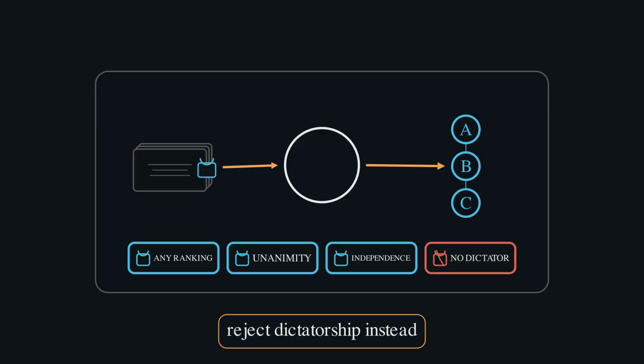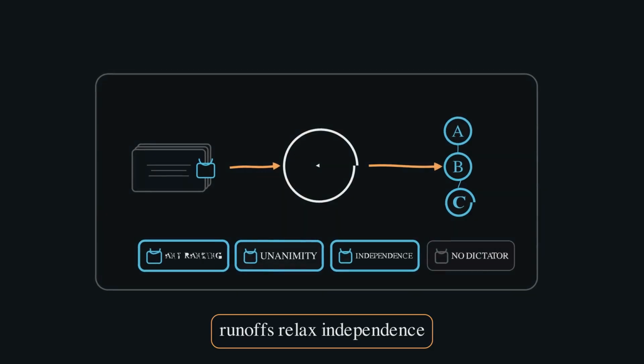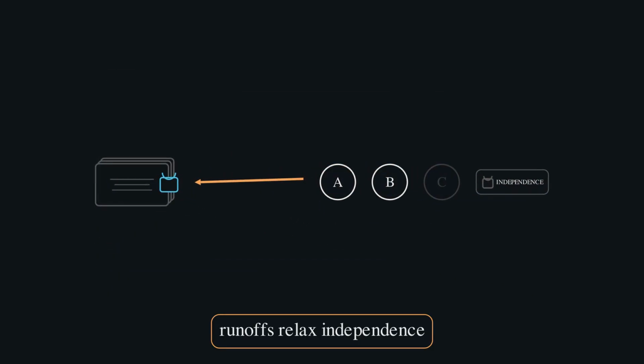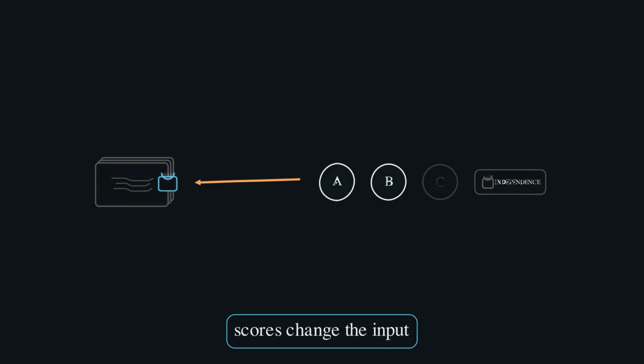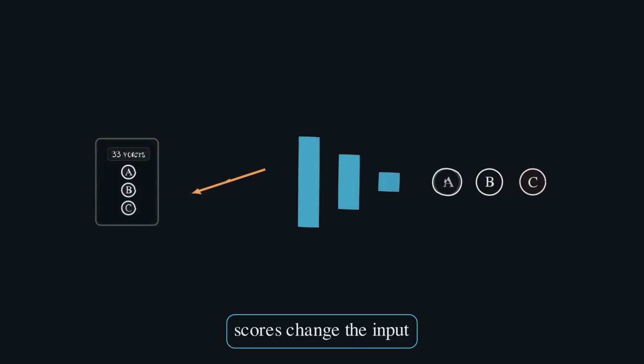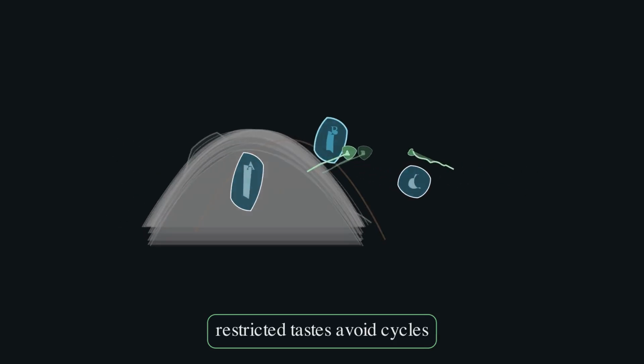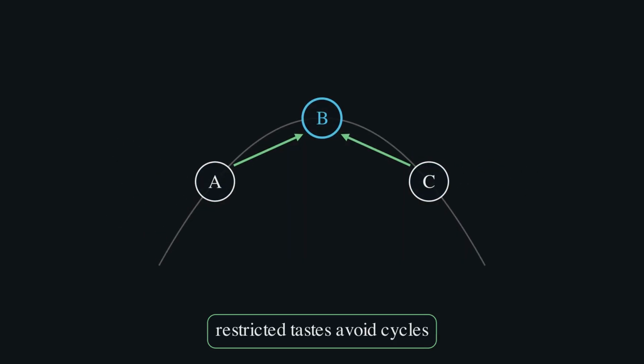If dictatorship is forbidden, then at least one other promise must bend or break. Runoffs and ranked choice methods let eliminated candidates affect later comparisons, so independence can fail. Approval and score voting ask for more than rankings, leaving Arrow's original input model. Restrict voters to single-peak preferences, and majority comparisons can line up without the opening cycle.